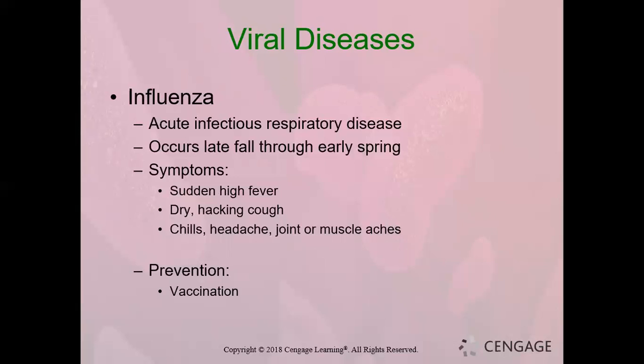Influenza, this still affects us today. This is a viral disease. It's an acute infectious respiratory disease, occurs late fall through early spring. Symptoms are going to be a sudden high fever, dry hacking cough, chills, headache, joint or muscle aches. We've talked about this pretty much in depth. And prevention is the vaccine, although it's not a 100% guarantee.